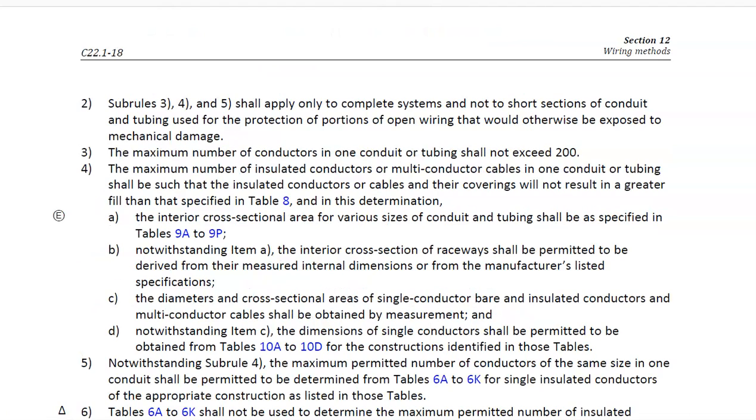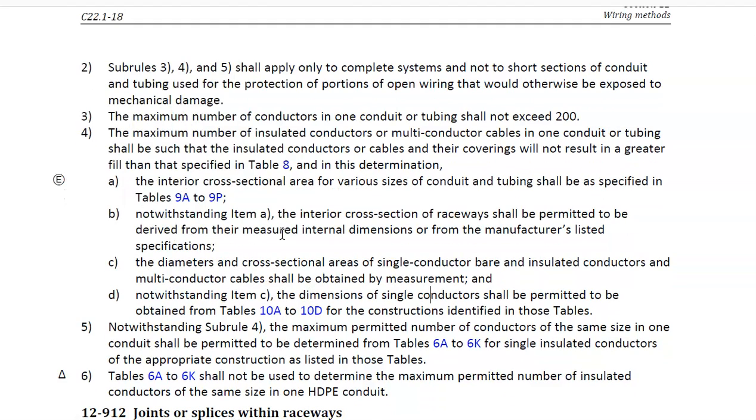Okay. Let's go and give ourselves a calculation. There are two different ways that we can do the calculation. One is where we do all of this stuff over here. The other one that we're allowed to do is to just use Tables 6A to 6K for single insulated conductors of the appropriate construction. So let's just talk about the easy cheesy table.